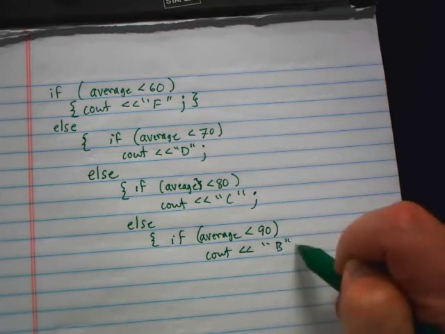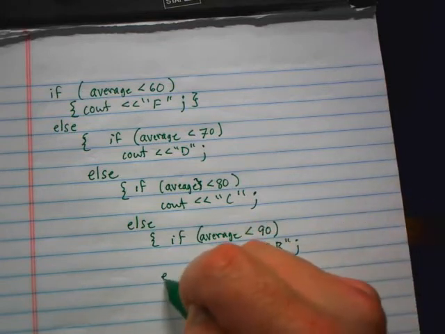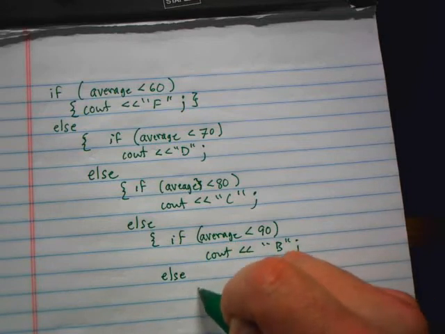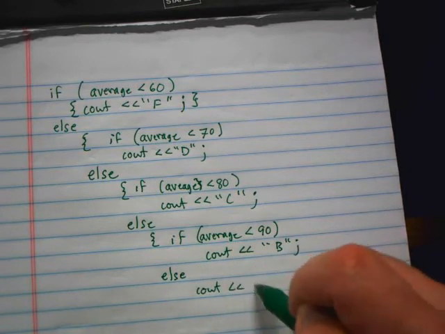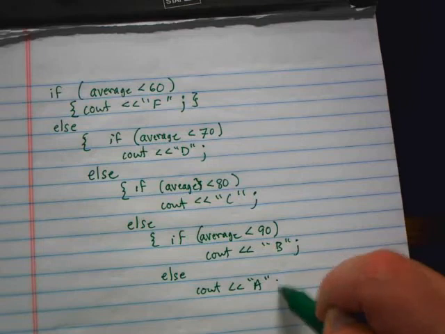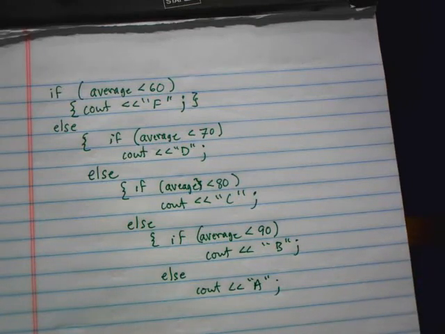else, cout A. I don't even need to test the last one. Because how's the only way it can get to tell me that it's an A?